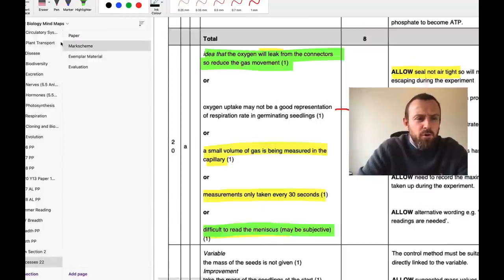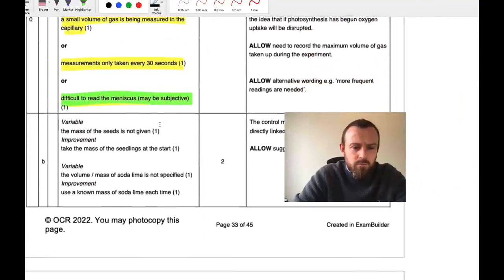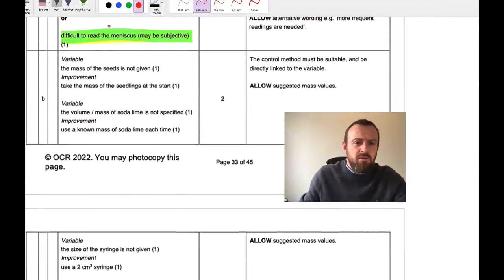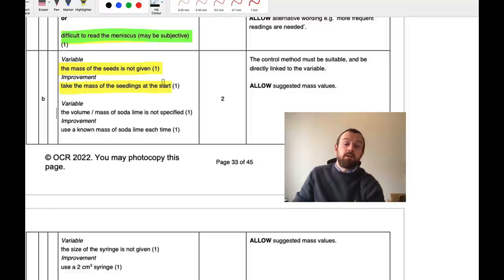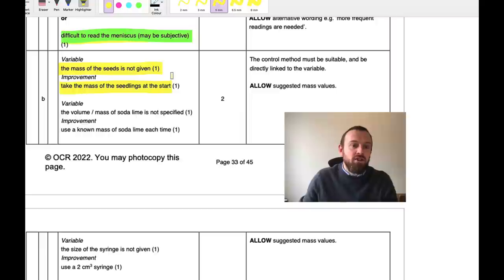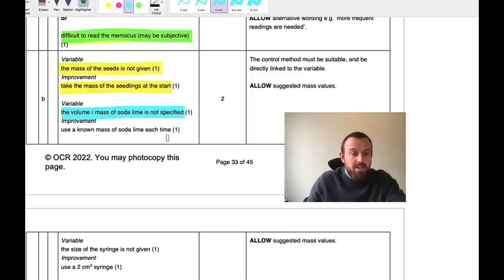So there are a few others in the mark scheme. Let's have a look at them. So first of all, the mass of the seeds is not given. So you get one mark for the variable, and then the improvement is how you would control the variable. Well, you would just need to take the mass of the seedlings at the start so you knew that information. Another thing that we didn't know is the volume or mass of soda lime is not specified, and potentially we should use a known mass of soda lime each time.